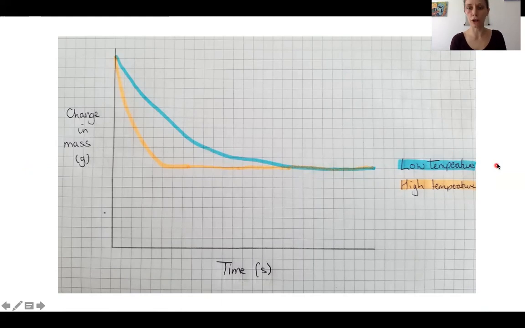In this one, we've got a low temperature and a high temperature, and you should be able to work it out now. We can tell that the lower temperature is the blue line because it's a less steep gradient, and that the orange is our higher temperature because we've got a more steep gradient at the beginning. You should also be able to tell that we've got the same amount of chemical again because the orange and the blue line are leveling out at the same level.